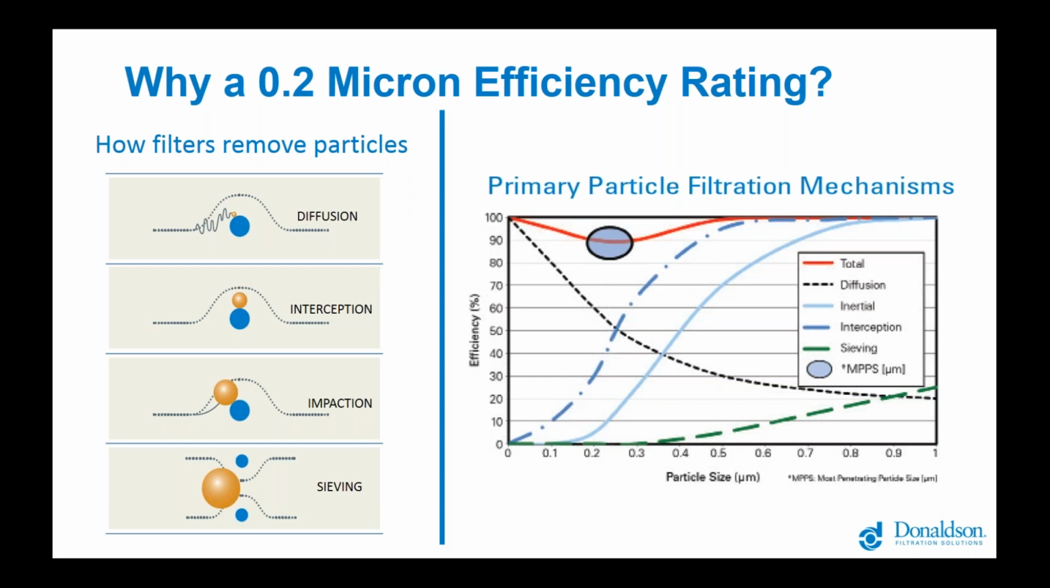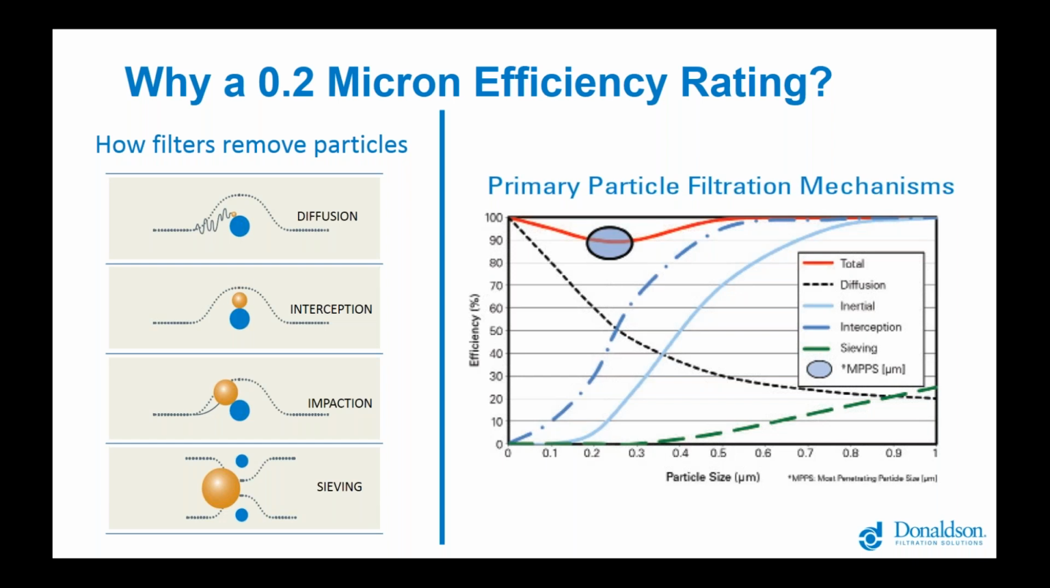So on the left, you can see there's several different mechanisms that work to capture different sized particles from a fluid stream. And the largest and most obvious is sieving. Everyone's familiar with this concept. That's where the particles are physically too large to pass through the pores of the filter media, and it really only works on big stuff like sand and moths and cigarette butts and other really big contaminants.